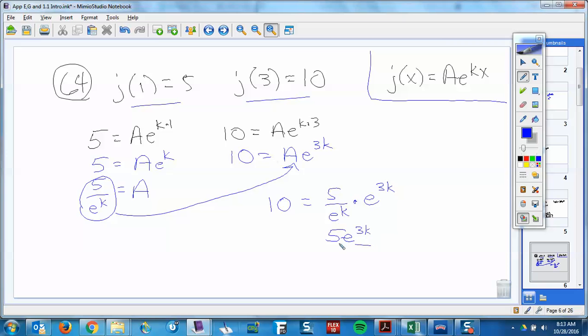Awesome. Good. That is exactly what you do. This is the same base with powers, you're dividing, so you subtract the exponents. So this is 10 equals 5e to the 2k. And then now it's just like the problem we had yesterday. Now you divide by 5, so you get 2 equals e to the 2k.